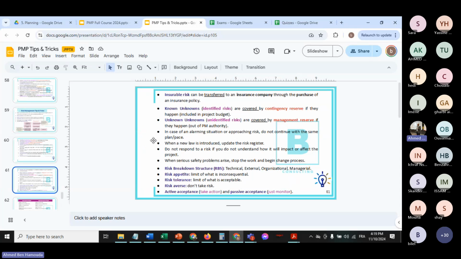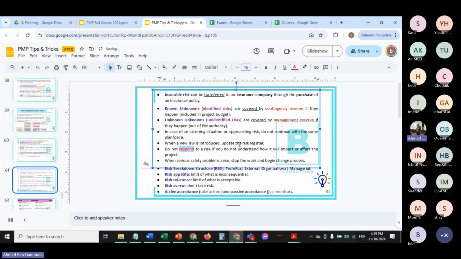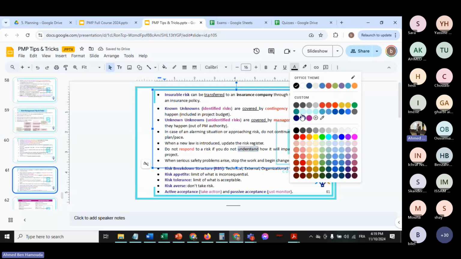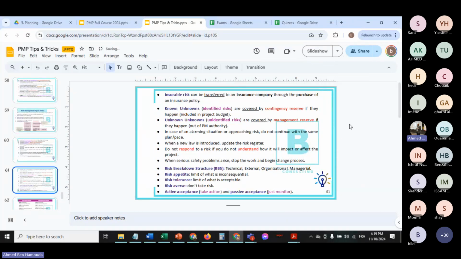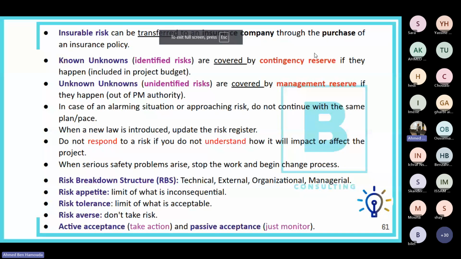That's why it's very important to always review and analyze before taking decisions. Responding is a decision. Remember this. When serious safety problems arise, by the way, they started asking questions in the PMP exam about having serious safety problems.